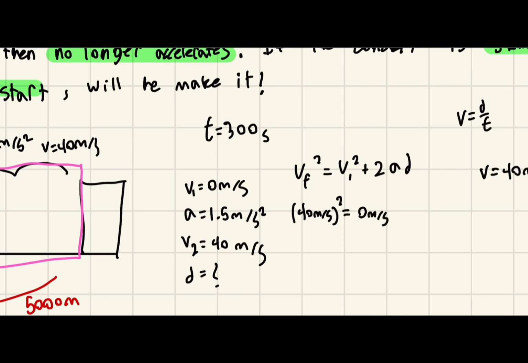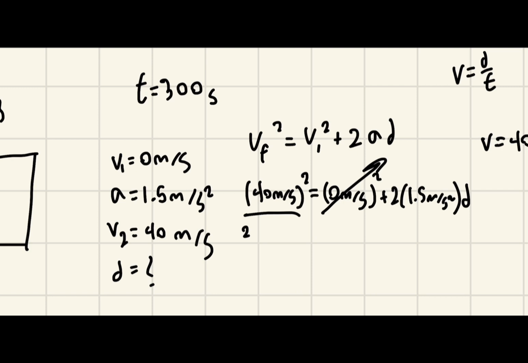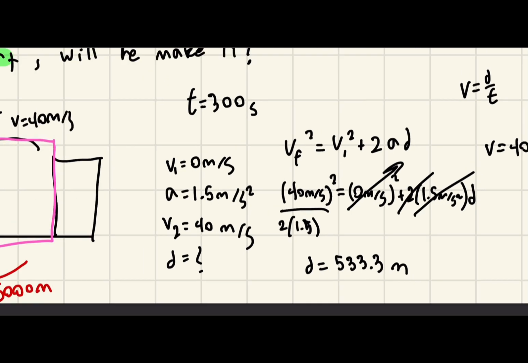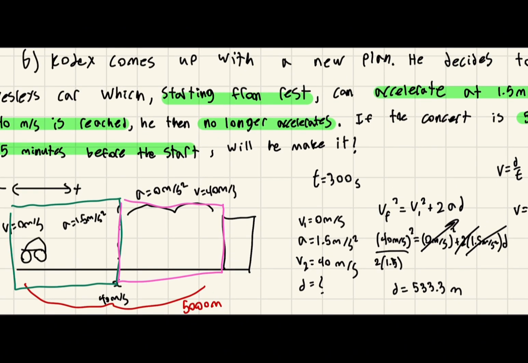Final velocity squared equals initial velocity squared, 0 squared, plus 2 times his acceleration of 1.5 meters per second squared times his displacement. So we know that this is just going to go to 0. We can divide both sides by 2 times 1.5, so get rid of this and get rid of this. Doing so means displacement is going to equal 40 squared divided by 2 times 1.5, which is going to give us a value of 533.3 meters.